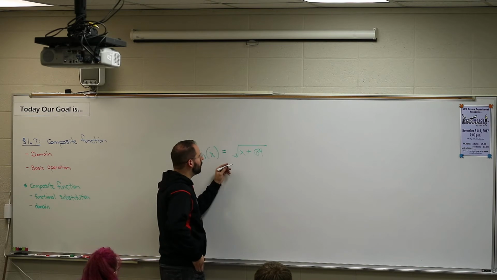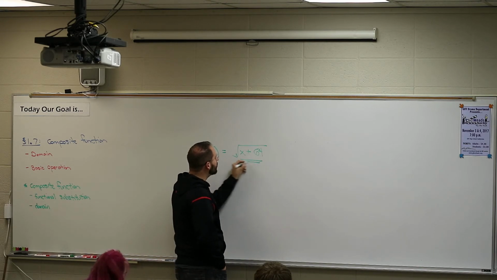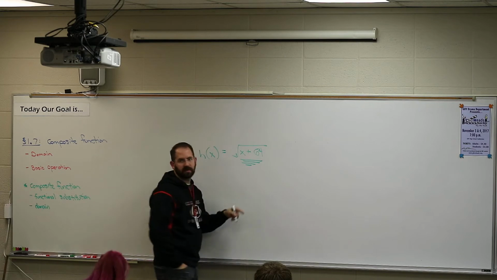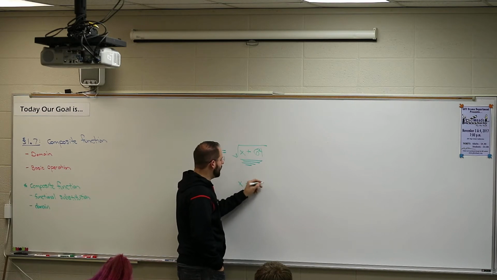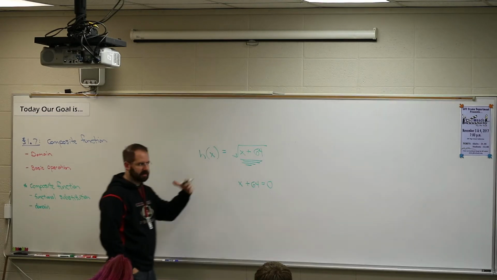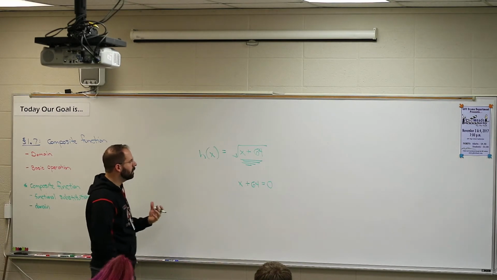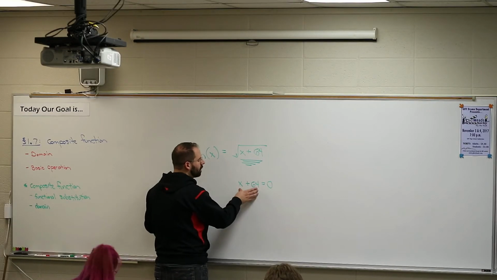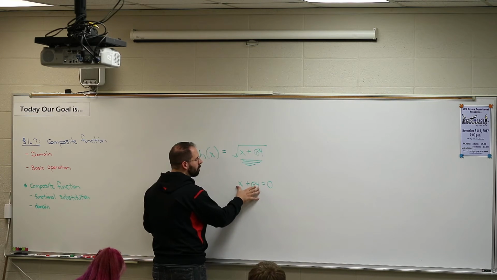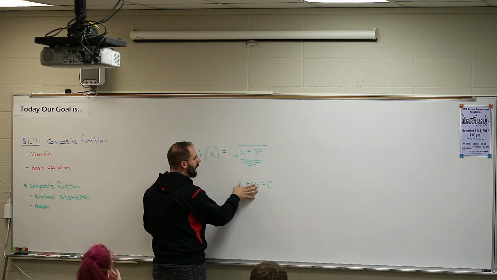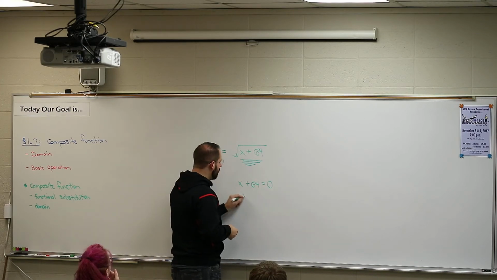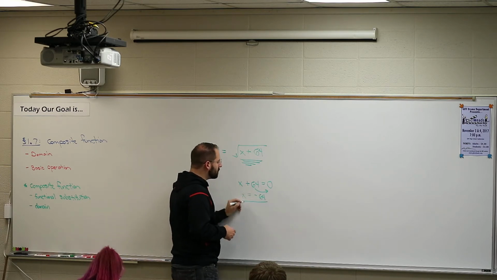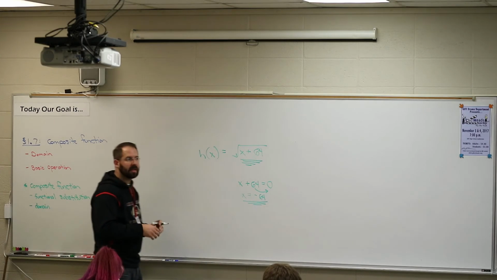So on this particular problem, you cannot use any number that would make this item less than 0. So what I would need to do first is set the inside of the radical equal to 0. We're going to try to solve and see what would make this 0, because that's the lowest number I could use. When I move this across, it would make negative 64. This is the smallest number that I could potentially use. Everything else has to be greater than that.